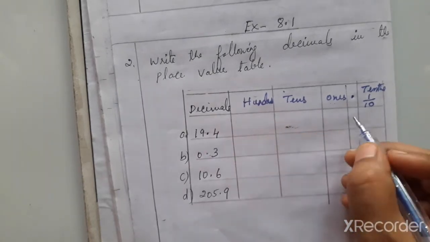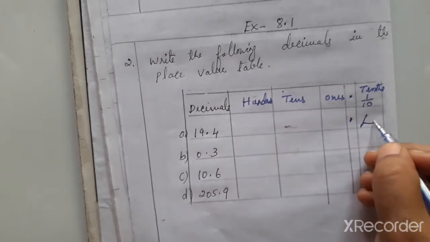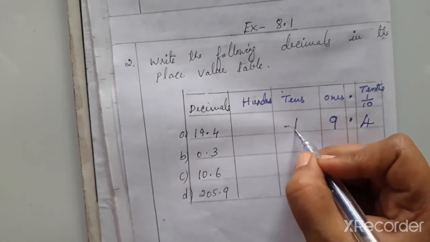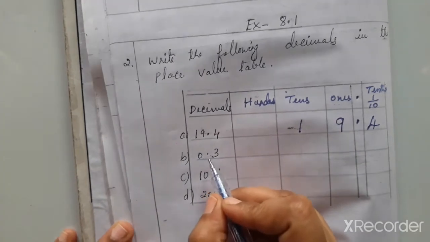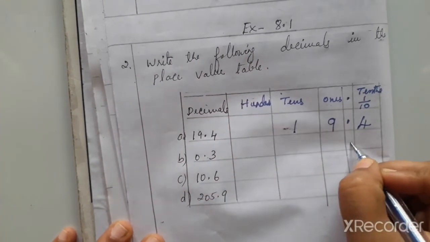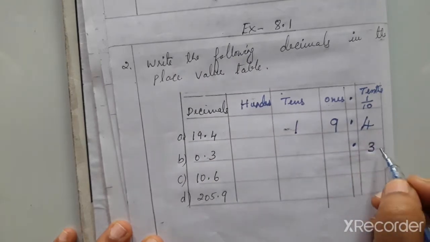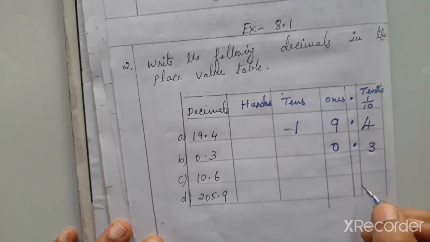19.4, this is the decimal point, and 4 will come here in the tens place, 9 in the ones place, and 1 in the tens place. Then 0.3, so here is the decimal point, 3 in the tens place, 1 by 10, and decimal point 0. It is not necessary to write this decimal point.